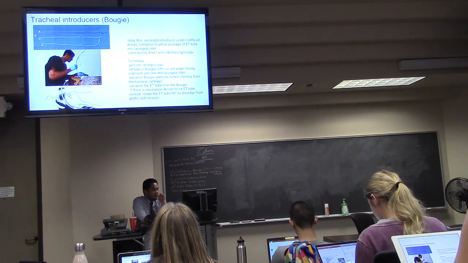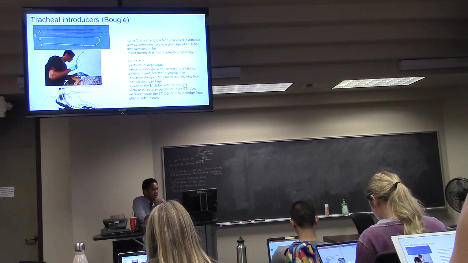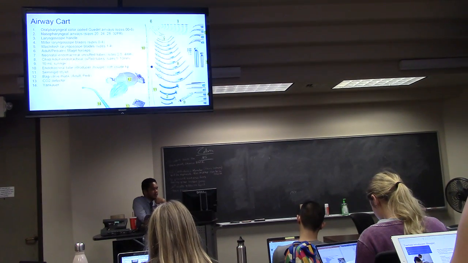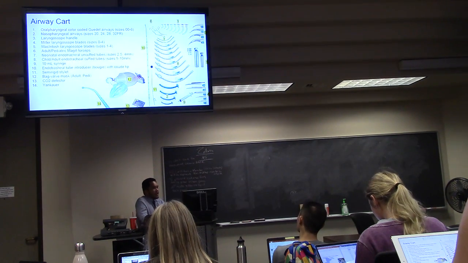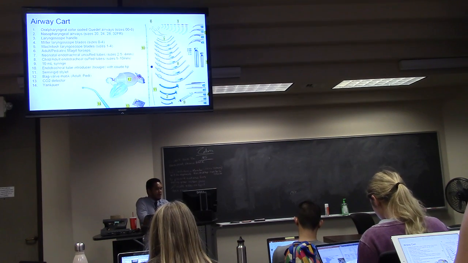Basically, if you have a difficult airway, you can use the bougie to go into the trachea, and then you can use that to introduce your endotracheal tube. So say a patient with a difficult airway, very useful. And then whenever you're working out there, you should always have an airway card. You should know what to have on there.